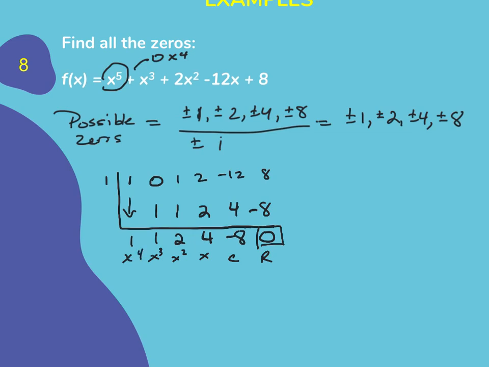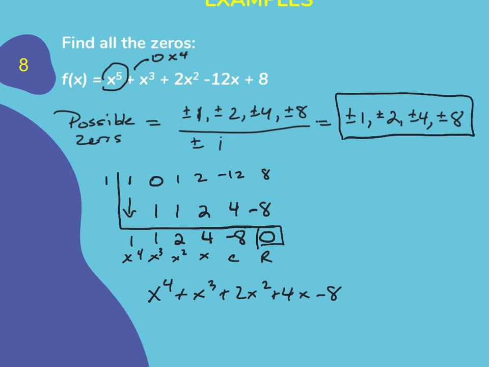I need to do it again because this is not something that I can factor yet. So 2x squared plus 4x minus 8. I can't factor by grouping, so again, I'm going to do another synthetic division using another one of these possible zeros. And the number I'm going to choose is negative 2 this time. And I'm using this bottom row here. So 1, 1, 2, 4, negative 8.